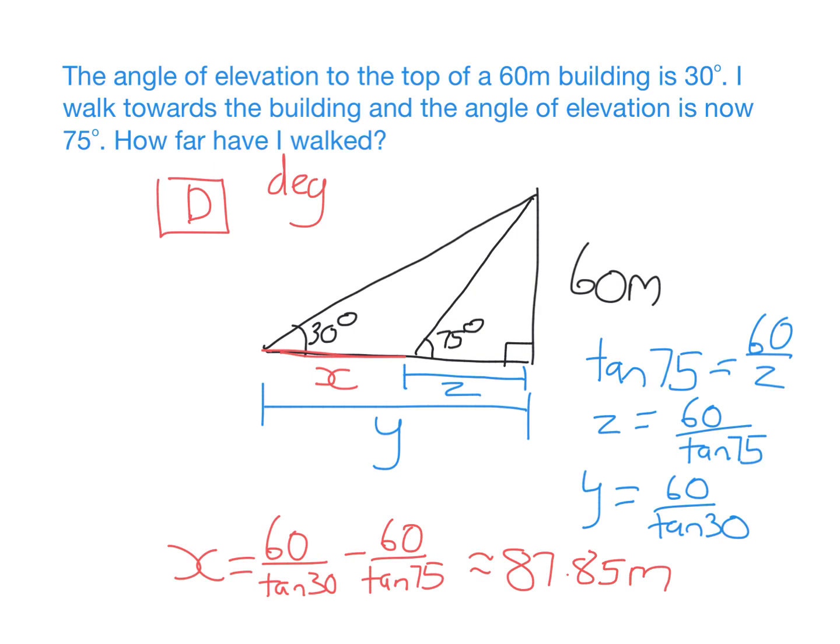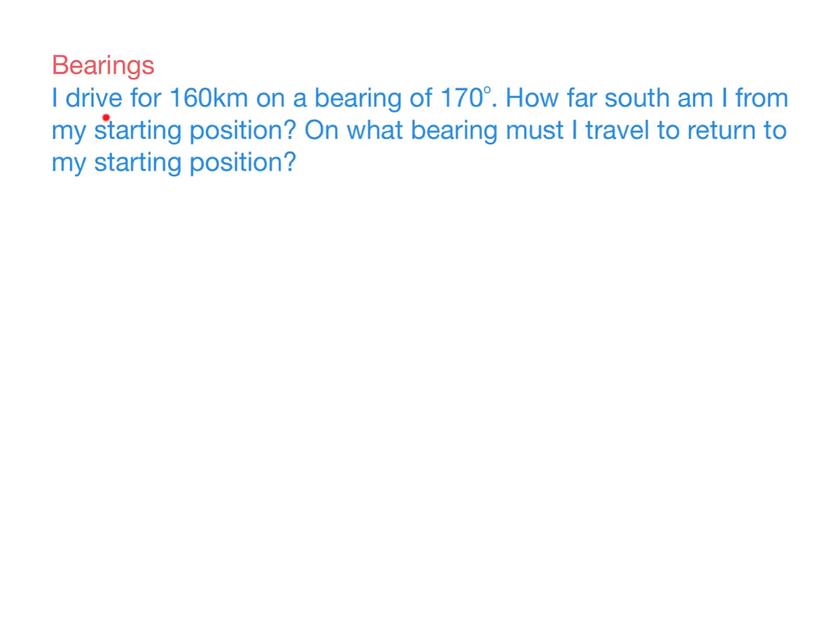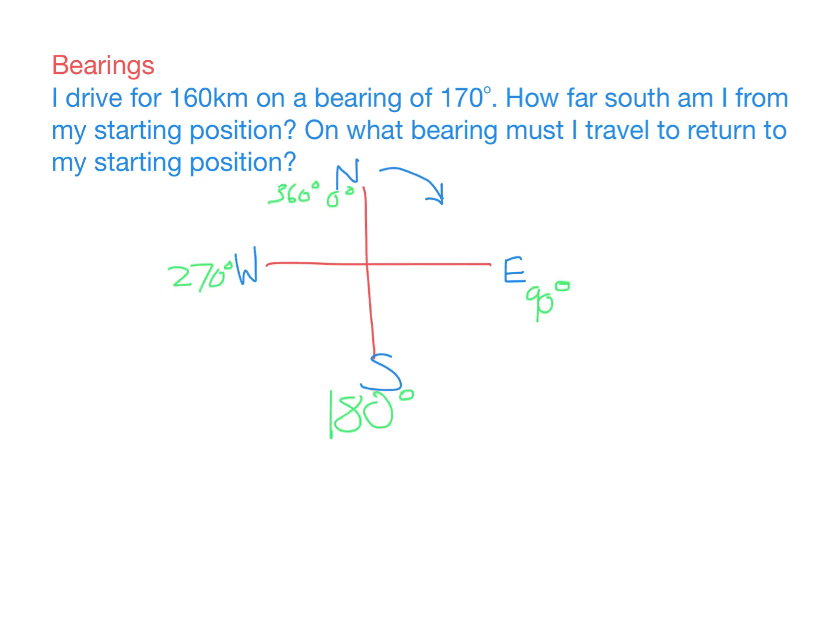All right, let's now look at bearings. So I drive for 160 kilometers on this bearing. How far south am I from my starting position, and on what bearing must I return to my starting position? All right, so we know for bearings we draw a compass like this, and the bearing is the angle made with the north axis going in a clockwise direction. So a bearing is just one number between 0 degrees and 360. So you may wish to put a drawing of this on your cheat sheet because it gets a bit confusing.